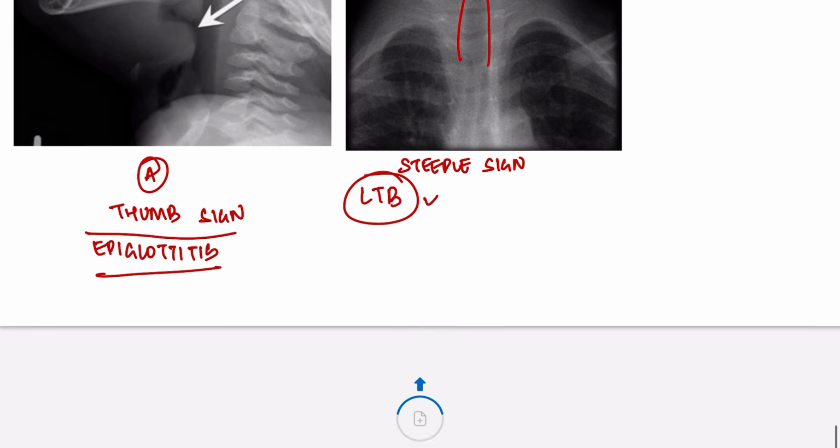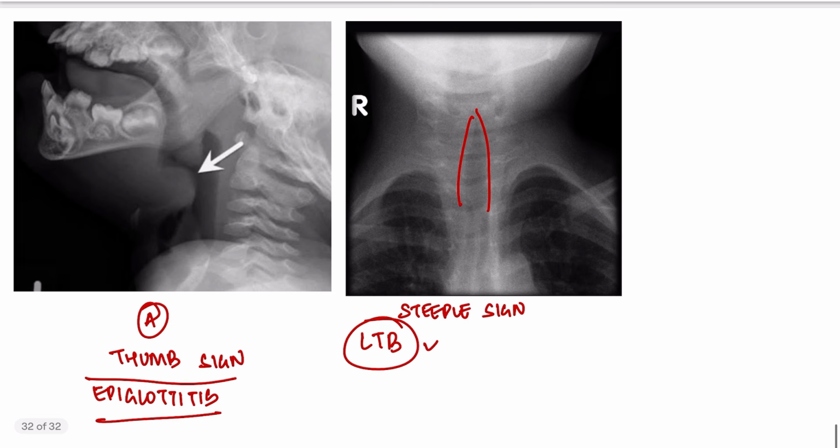So this is all about your respiratory system images. With that, we complete the first part of the images revision. I hope this would have triggered your brain cells to go back and recall and revise all what you have studied in your main lectures and main notes.